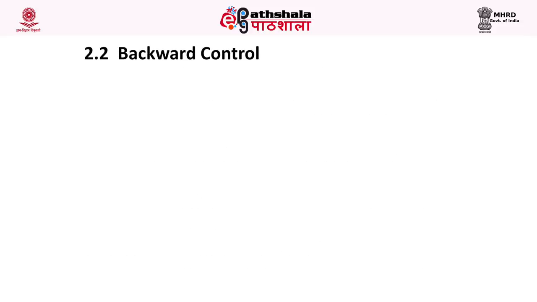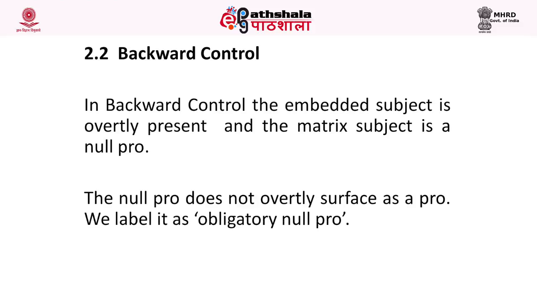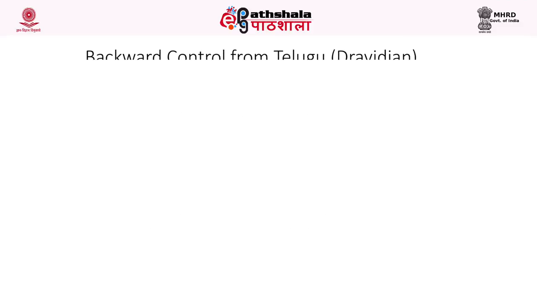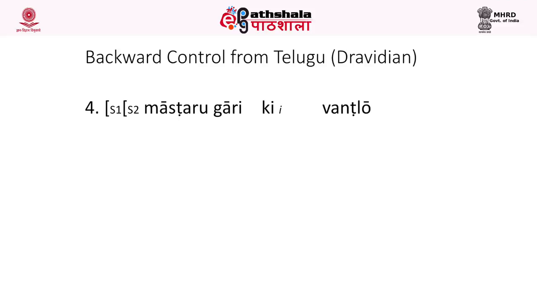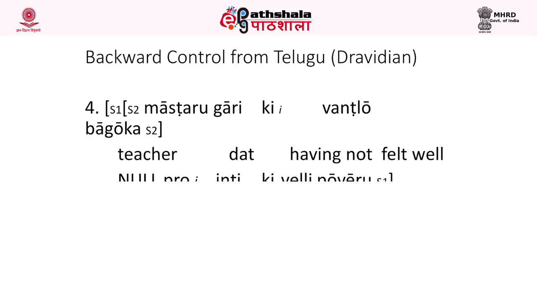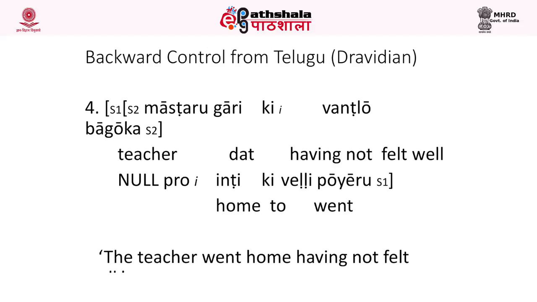The opposite is possible. In backward control, the embedded subject is overtly present and the matrix subject is a null pro. Backward control from Telugu: Master gariki ontlo bagoka intiki velipoyaru. The embedded subject is dative case marked because having not felt well, to feel good or to feel well, is a predicate that requires a dative subject. And that is the embedded verb, ontlo bagoka. This is a negative conjunctive participle. Since the participle, having not felt well, requires a dative subject, Master gariki ontlo bagoka. Now the matrix subject is null, which is a small pro, and intiki velipoyaru.